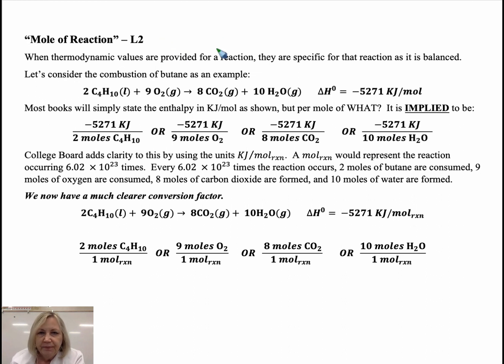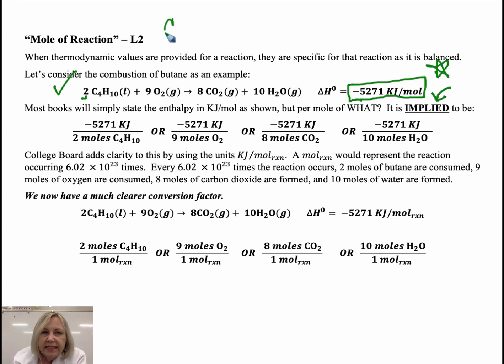So let's dive in. If we have a reaction, for example, this shows the combustion of butane. It's balanced with a whole number ratio, and I am given a value for the enthalpy of combustion of minus 5271 kilojoules per mole. And typically that's the unit that's given in books. But per mole of what? That is not clear at all. That's the clarity that we want to achieve in this video. It is implied, it's per mole of each substance as the reaction is balanced, which again is a mouthful.